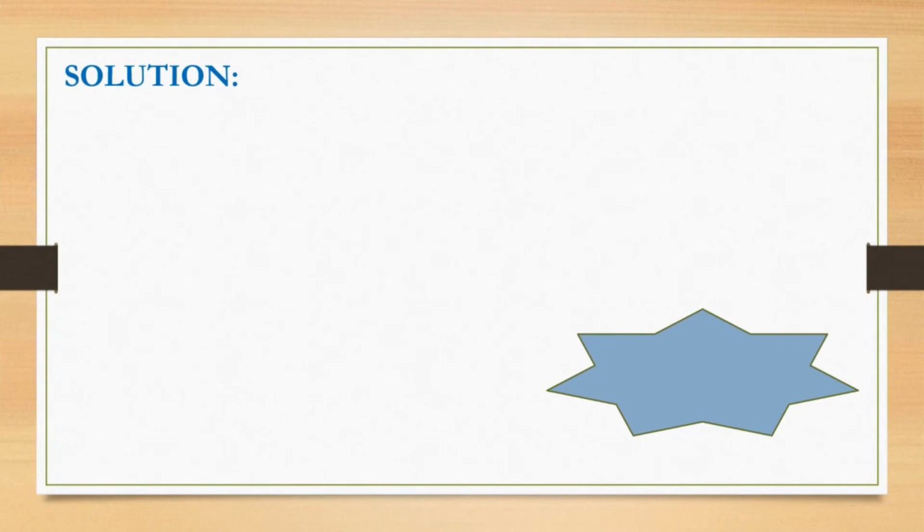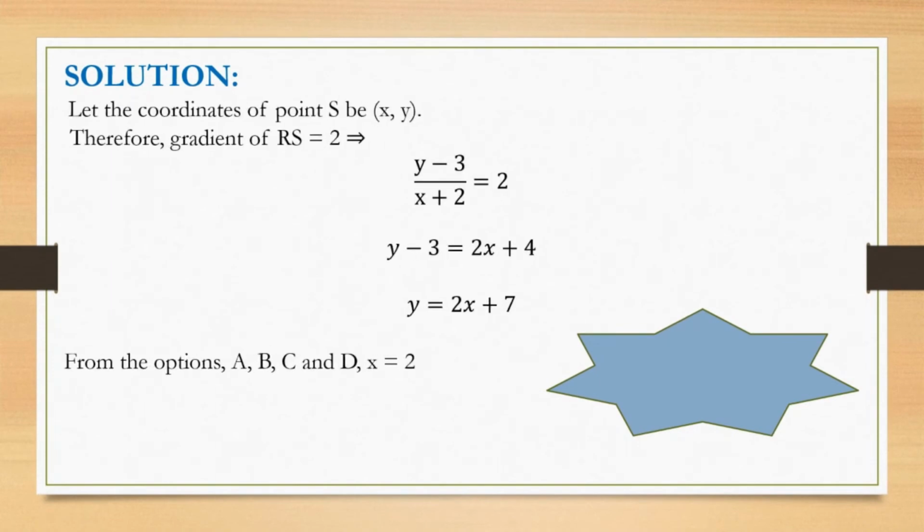Let us try to solve this question. First, let the coordinate of point S be (x, y). Therefore, the gradient of RS is equal to 2. So, we substitute the coordinates of points R and S into the gradient formula until we get the equation y equal to 2x plus 7.